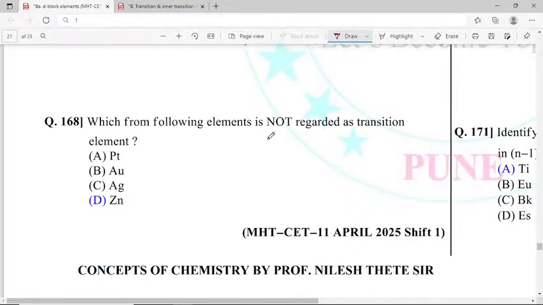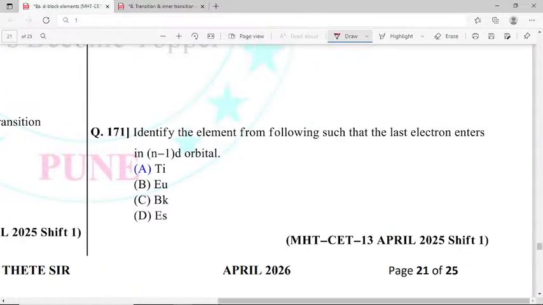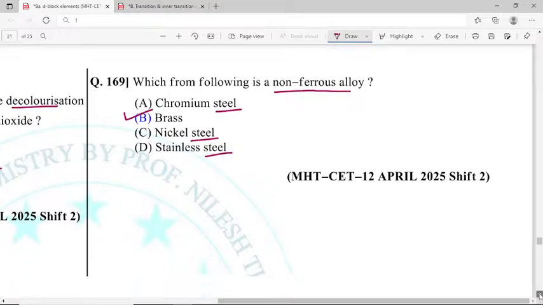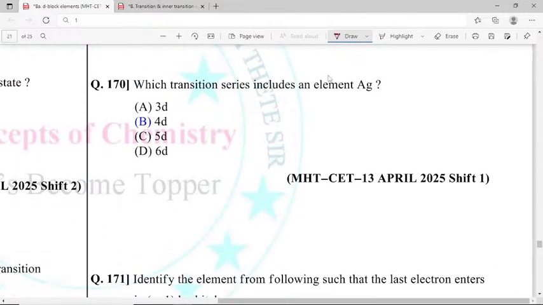Which element is not regarded as a transition element? Zinc, because of its 3d10 4s2 electron configuration, all cells are filled. Which is a non-ferrous alloy? All steels are ferrous, so brass is your answer. Which transition series includes the element silver? 4d includes silver. Ag stands for silver.